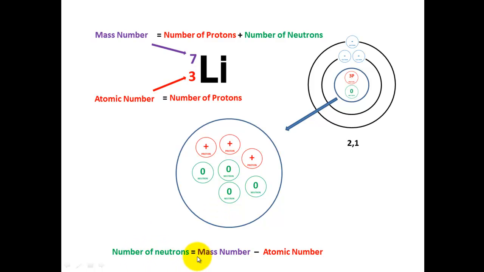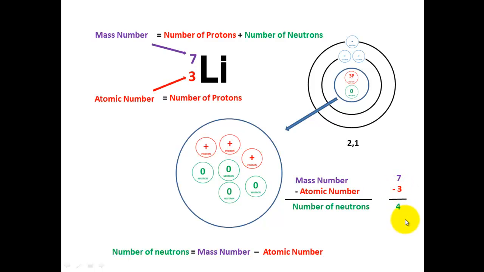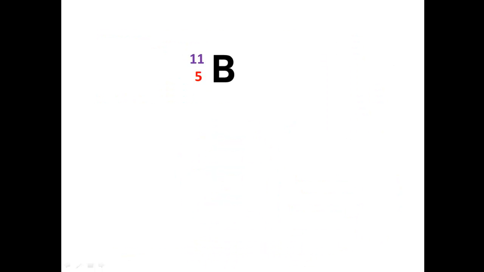The number of neutrons equals the mass number minus the atomic number. So all I've done there is rearrange this formula here. Mass number minus number of protons, or the atomic number, is equal to the number of neutrons. Let's look. Mass number, which is 7, minus the atomic number, which is 3, equals your number of neutrons. 7 minus 3 equals 4. So the total number of particles is equal to the mass number. So all you need to do to find out the number of neutrons is to subtract the atomic number from the mass number. So I've got another example.